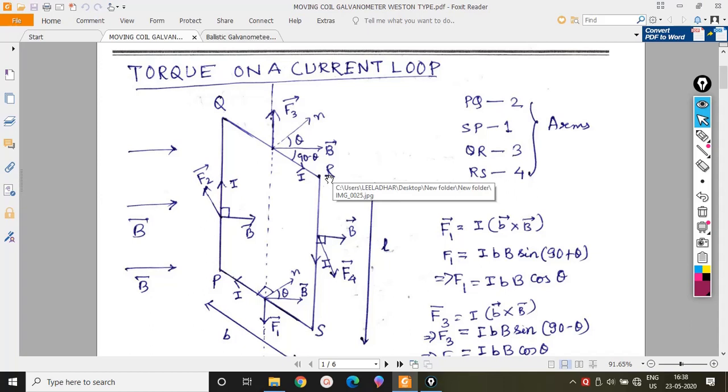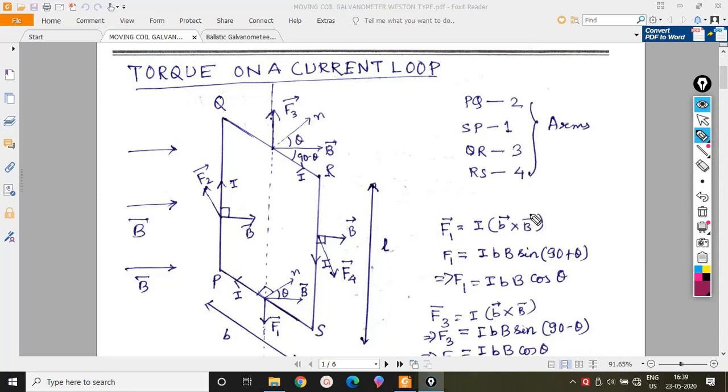You can see the notes where the details are there, but in this one I am going to explain how the expression of torque acting on a current loop arrives. For this, you should know that in your class 12 you had an expression that the force experienced by a current carrying conductor is equal to the current times the product of the length and the corresponding magnetic field.